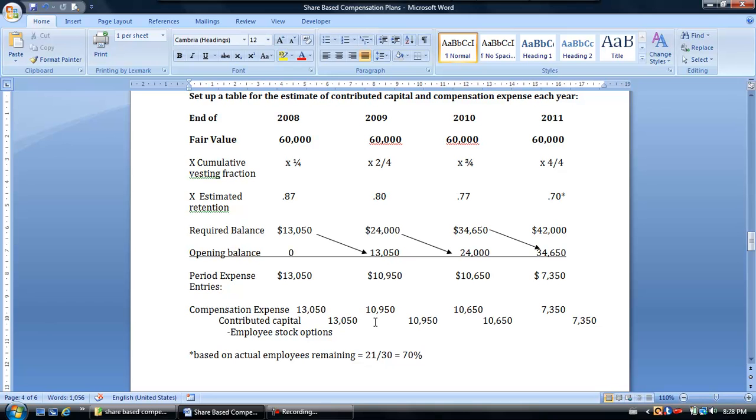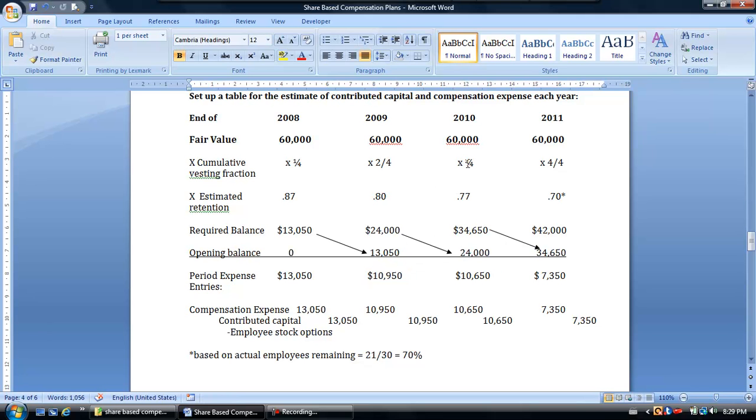Now, if we get into 2009 and do similar math, we find now that in the contributed capital account we need $24,000. Well, we've already got $13,050 in it, so to shore it up, we're going to make a debit to compensation expense and a credit to that contributed capital account for the employee stock options of $10,090.